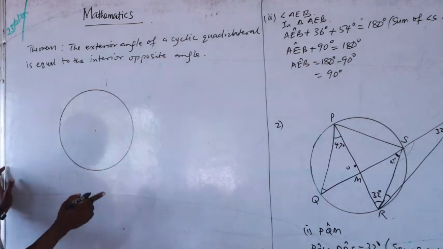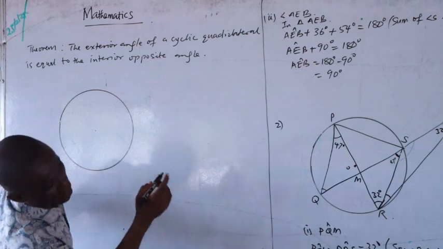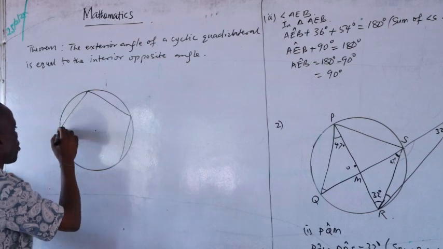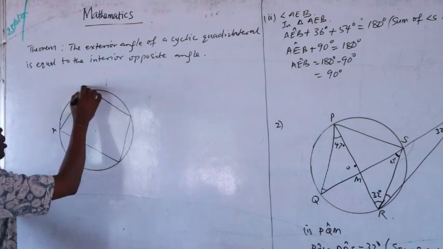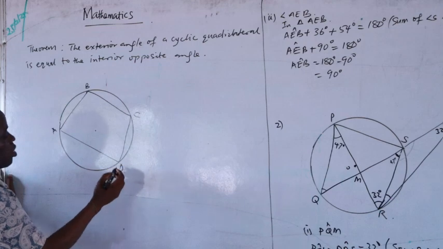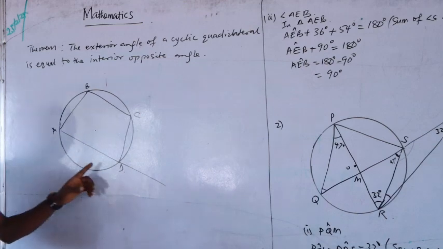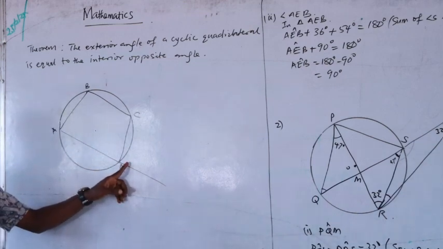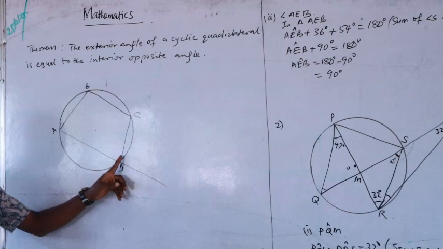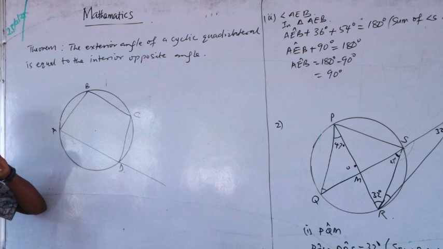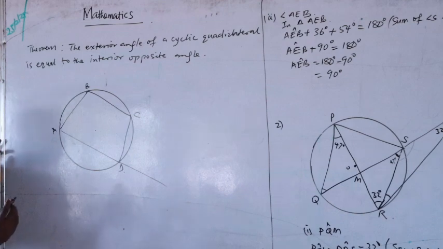Now let me first use that diagram where we have A, B, C, D. For me now to have the exterior angle, this is the exterior angle. What this theorem is telling us is that whatever you have here is equal to this. That is, the exterior angle of the cyclic quadrilateral is equal to the interior opposite angle. Now, why is it like that? Let me now prove it.